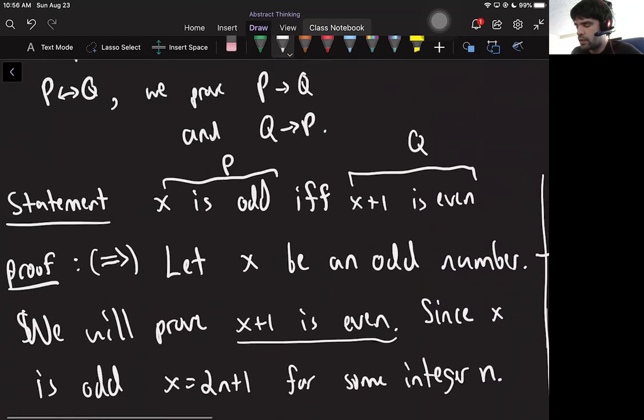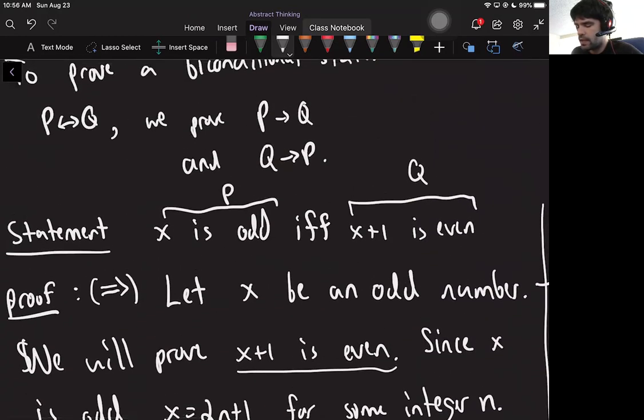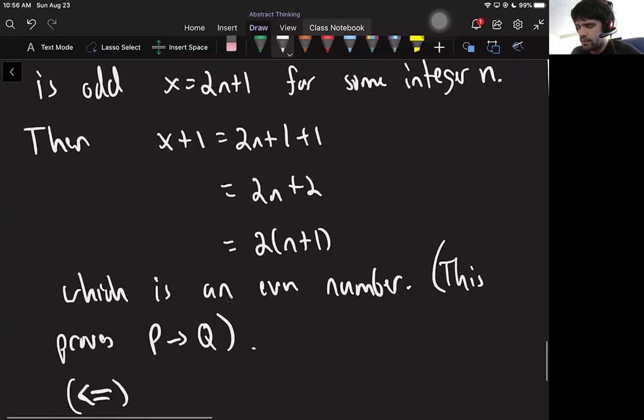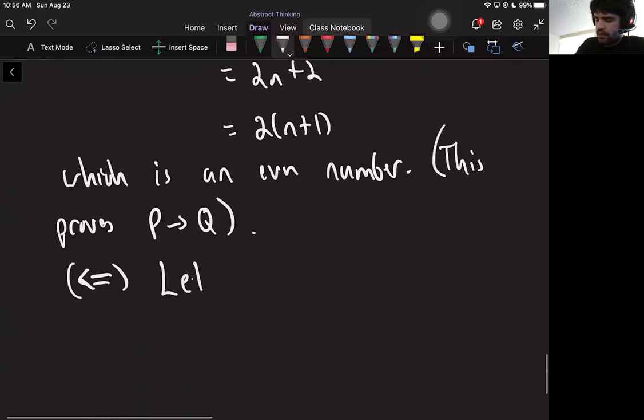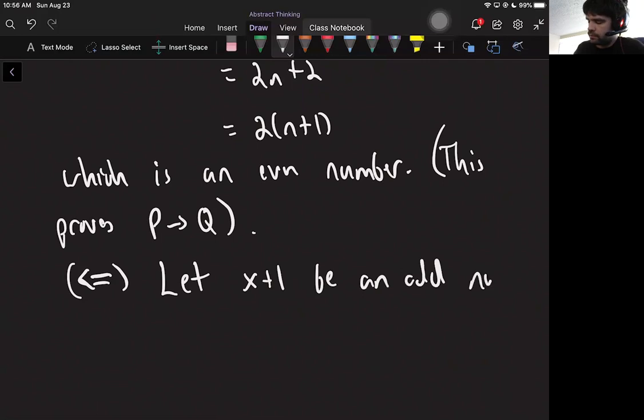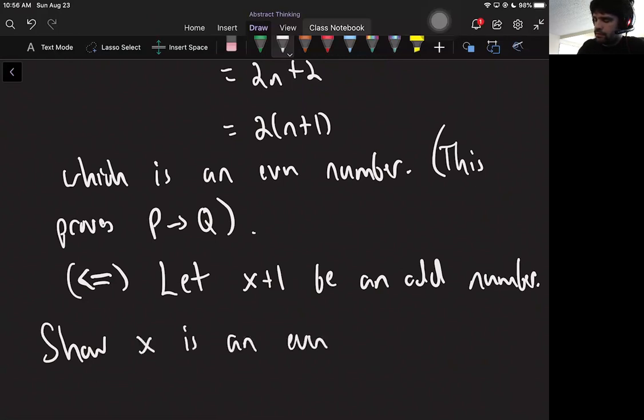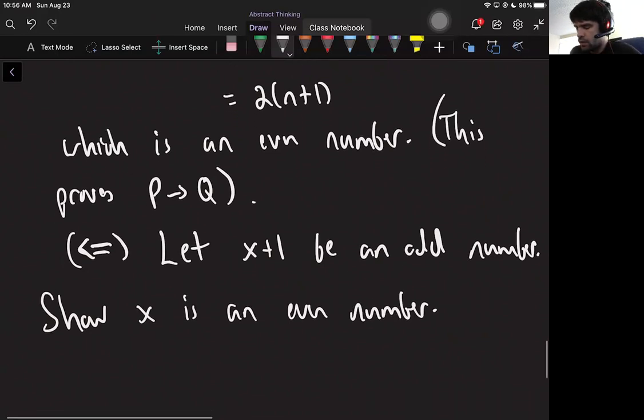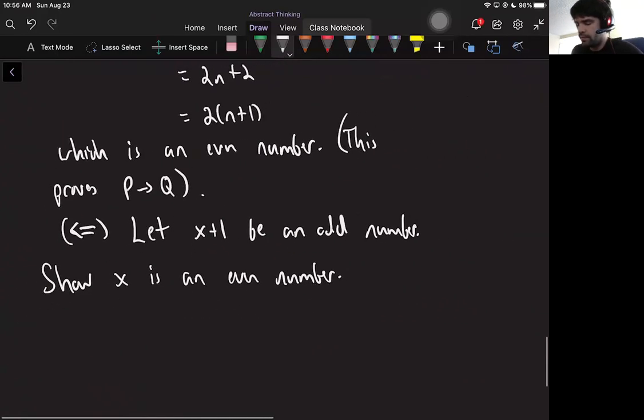So now I'm trying to say that if X plus 1 is even, that means X is odd automatically. So I have to assume the new hypothesis, which is Q, so I have to let X plus 1 be an odd number. And then I'll just say what I'm going to do. Show X is an even number. And it's going to work the same.